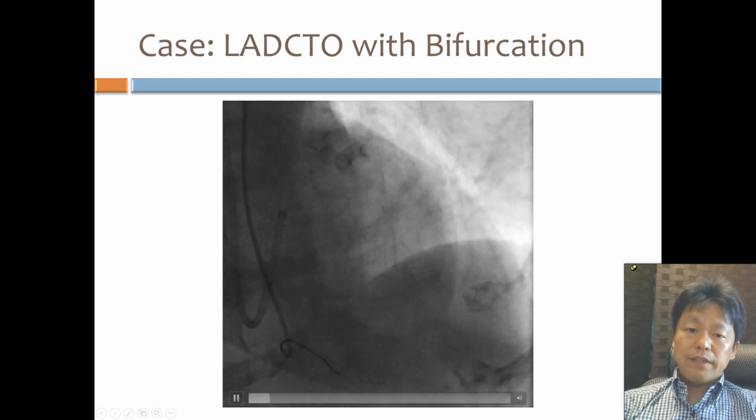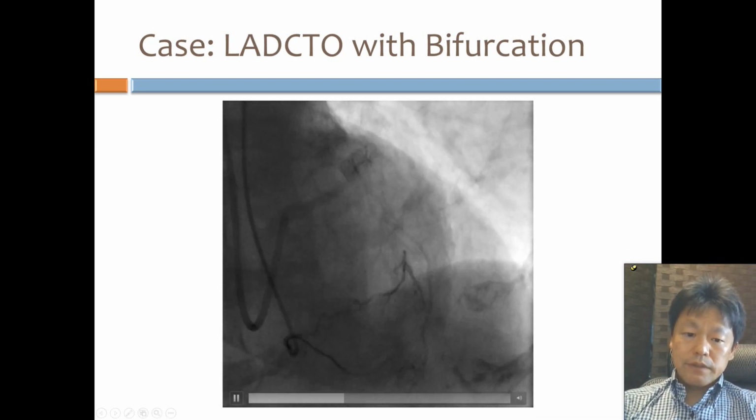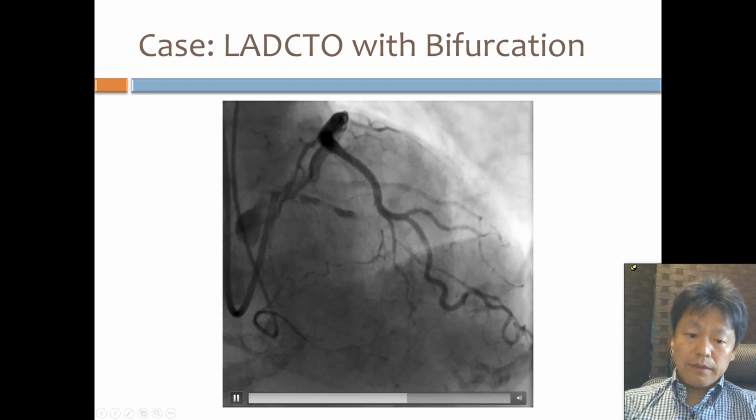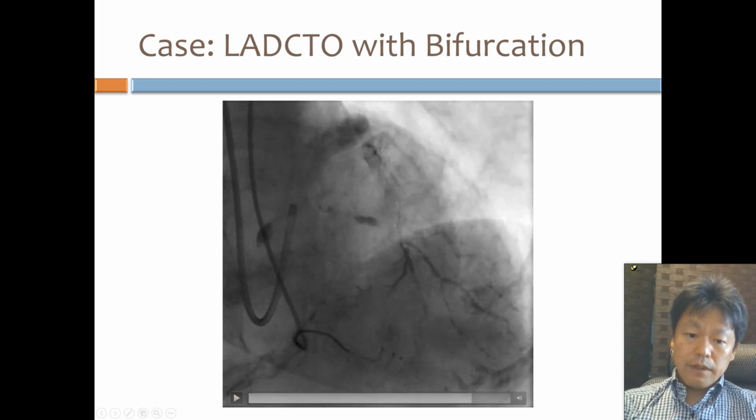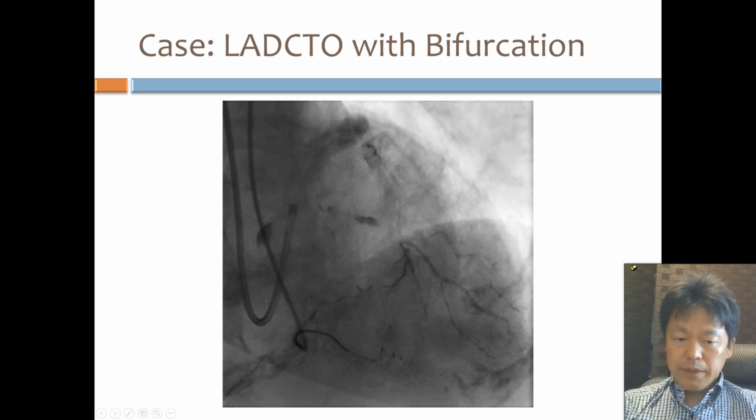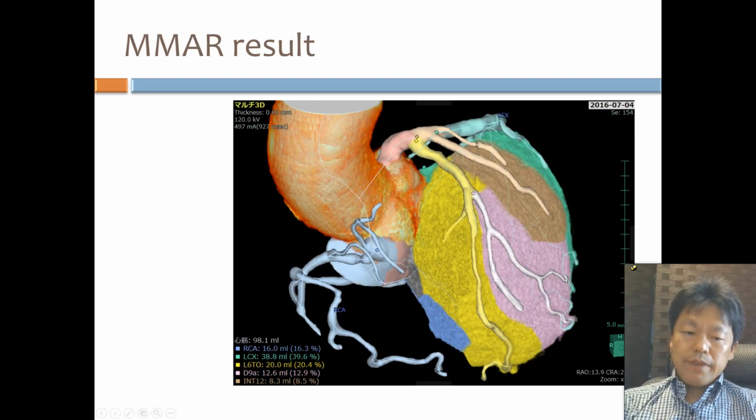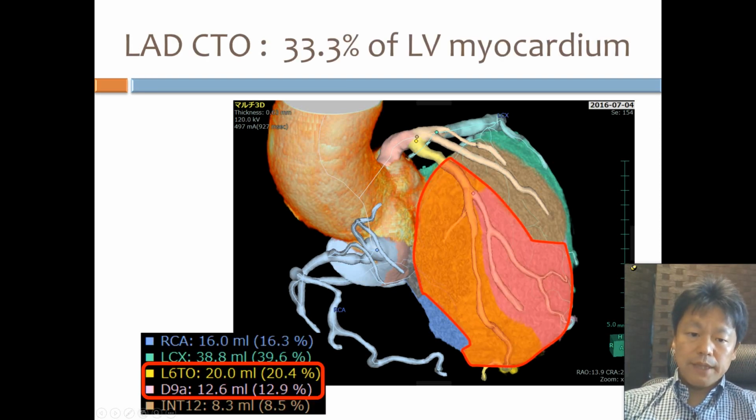One case is an LAD CTO with a bifurcation. Here, this is the septal, this is the LAD and this is the diagonal. LAD total occlusion, but in the distal territory the diagonal looks very big. How big is it? We never know with the angiogram because this is a total occluded segment, but CT can tell us very clearly. This is the MMAR result with the segmentation for each branch.